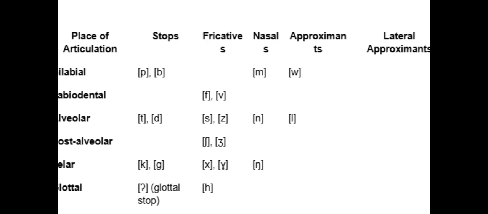IPA pulmonic consonants chart. Here's a simplified version of the IPA pulmonic consonants. Building a consonant inventory. Step 1: Choose your consonants. Your Conlang doesn't need to use all the sounds in the IPA. You can pick a subset of pulmonic consonants to define how your language sounds.